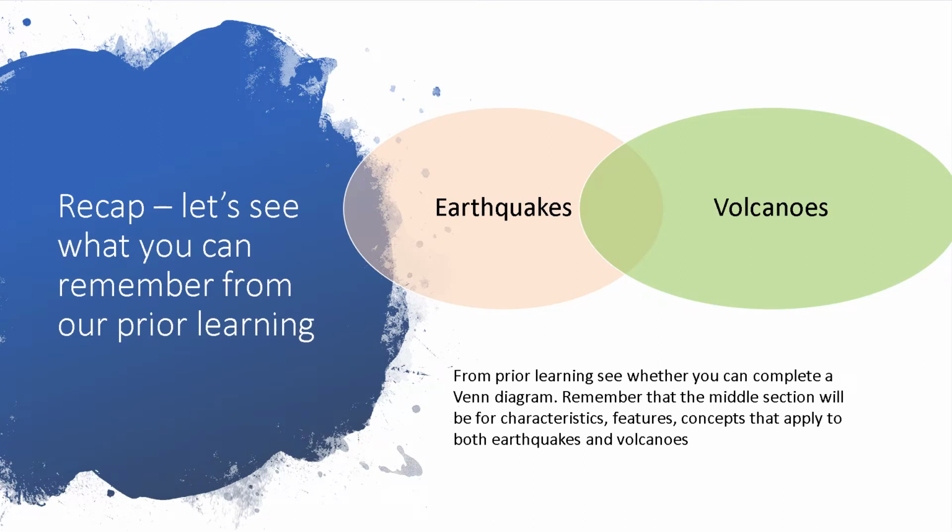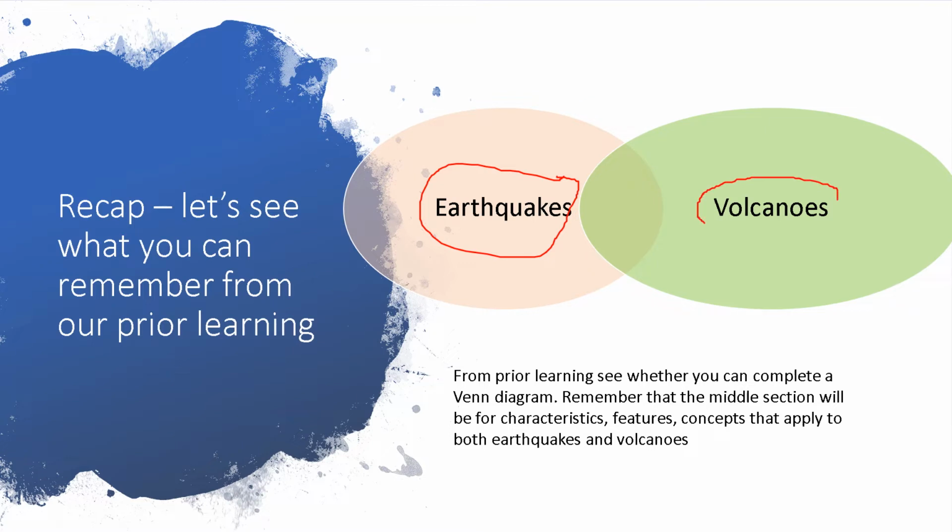So before we get going, let's recap and see what you can remember from prior learning. This is lesson 4 now on our tectonics and our hazards. And we've got a Venn diagram. I've got earthquakes and volcanoes, so I'd like you to spend about 5 minutes just thinking about what we've learnt already, and in your earthquakes section, write anything at all that just applies to earthquakes. I'll give you a clue, maybe the fact it's measured on a Richter scale.